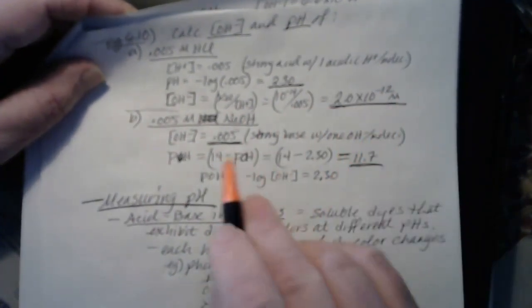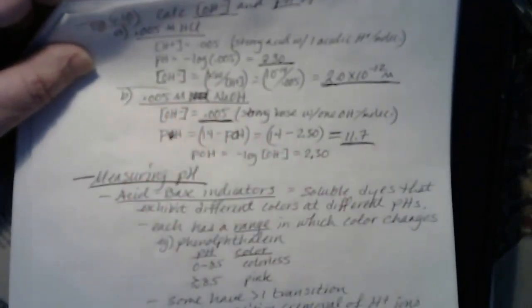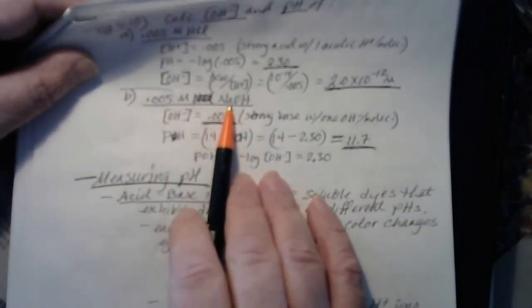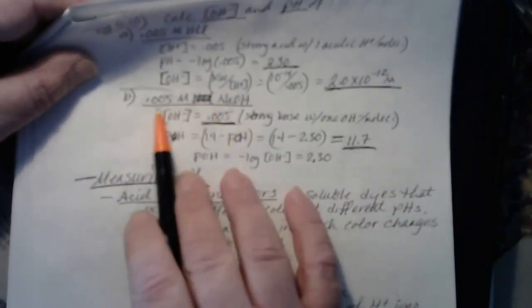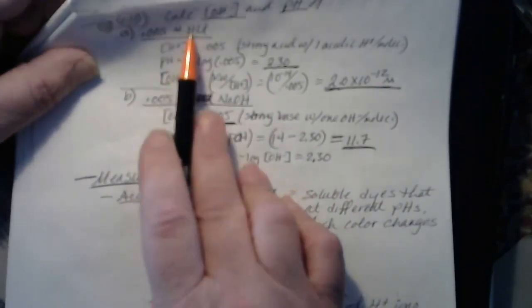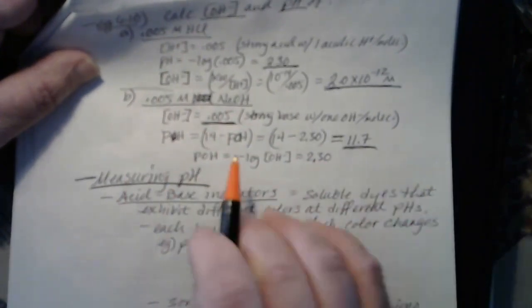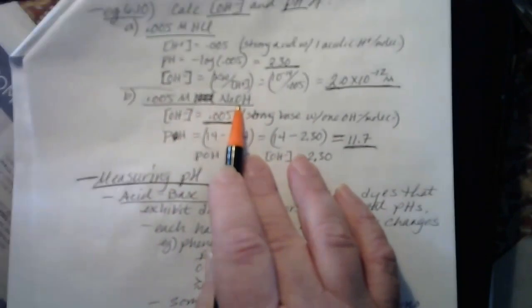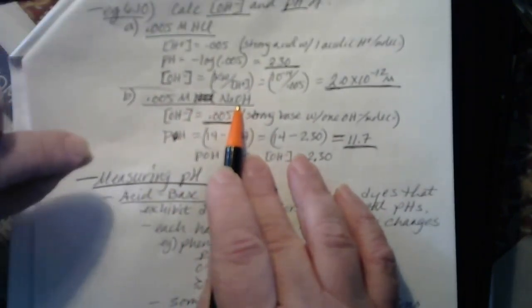Okay. In the second part, we are given a concentration of sodium hydroxide. Now, actually, this turns everything around. Notice the concentration is the same as the concentration of the HCl. So everything here is going to be kind of the opposite of what it was up above. This is sodium hydroxide, a strong base, with one hydroxide ion per molecule. So you can assume that the OH minus concentration is the same as the concentration of the base.